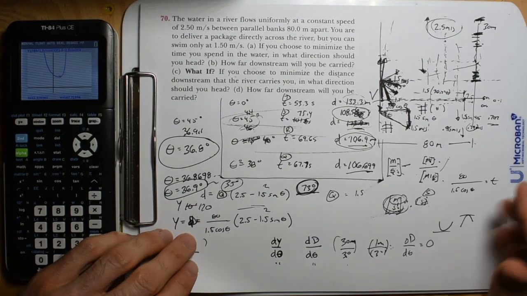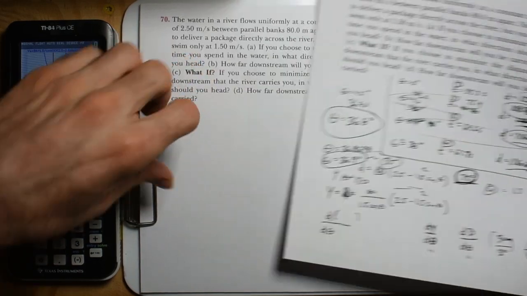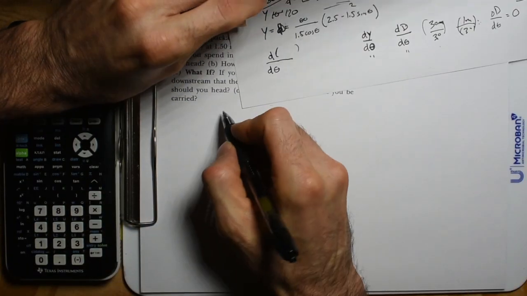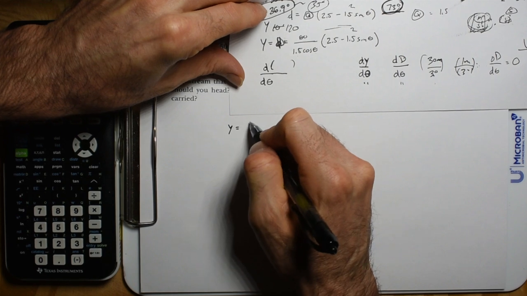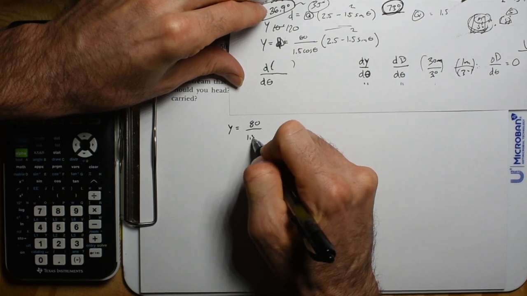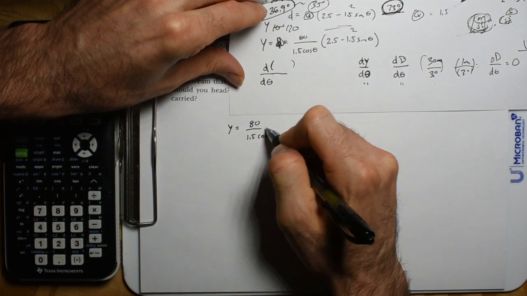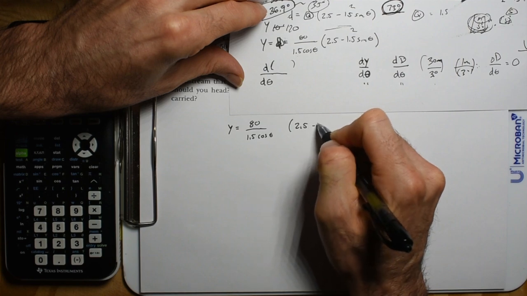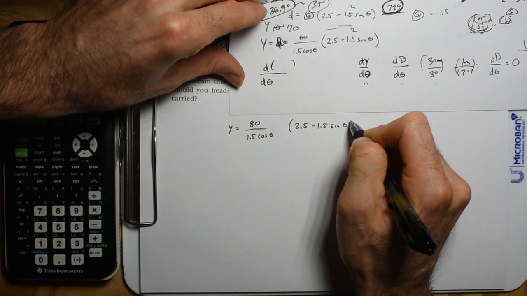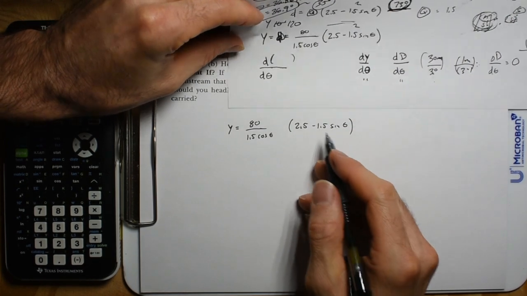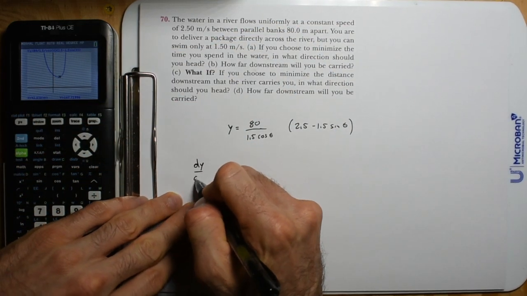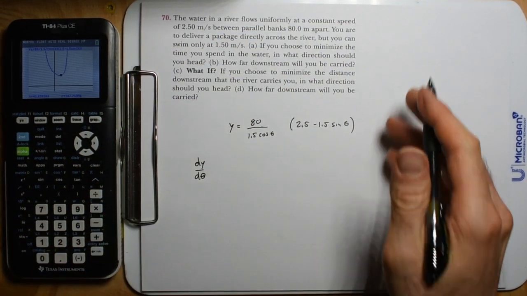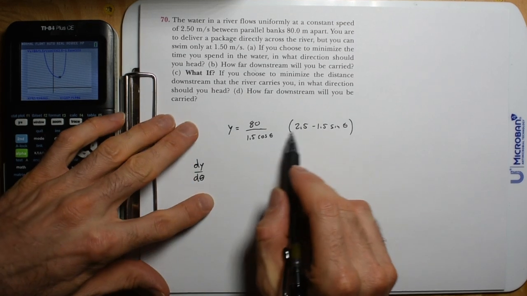Okay, so now what we're going to do is use our differentiation skills. We're just going to call it y, and we're going to go 80 divided by 1.5 cosine theta, 2.5 minus 1.5 sine theta. I mean, we answered the problem, but right now we just want to do dy d theta like a pro. So what should we do here?